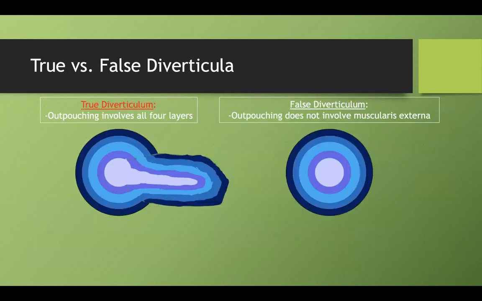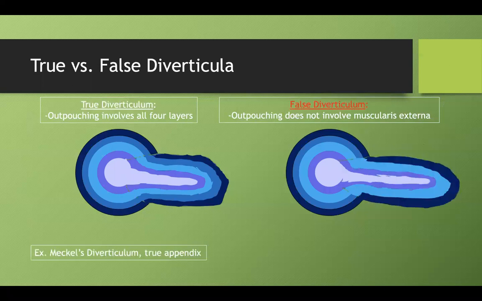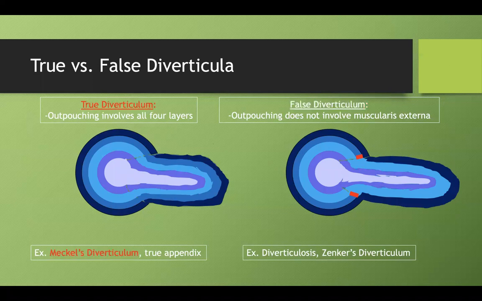So a true diverticulum would look like this, where all 4 layers are involved in the outpouching, whereas a false diverticulum would look like this, where you can see the muscular layer here has been cut and broken through. So the diverticulum actually only contains 3 of your 4 GI tract layers. And you can see some of the conditions that involve a false diverticulum. And in this case, this is our first example of a true diverticulum where all 4 layers are involved.